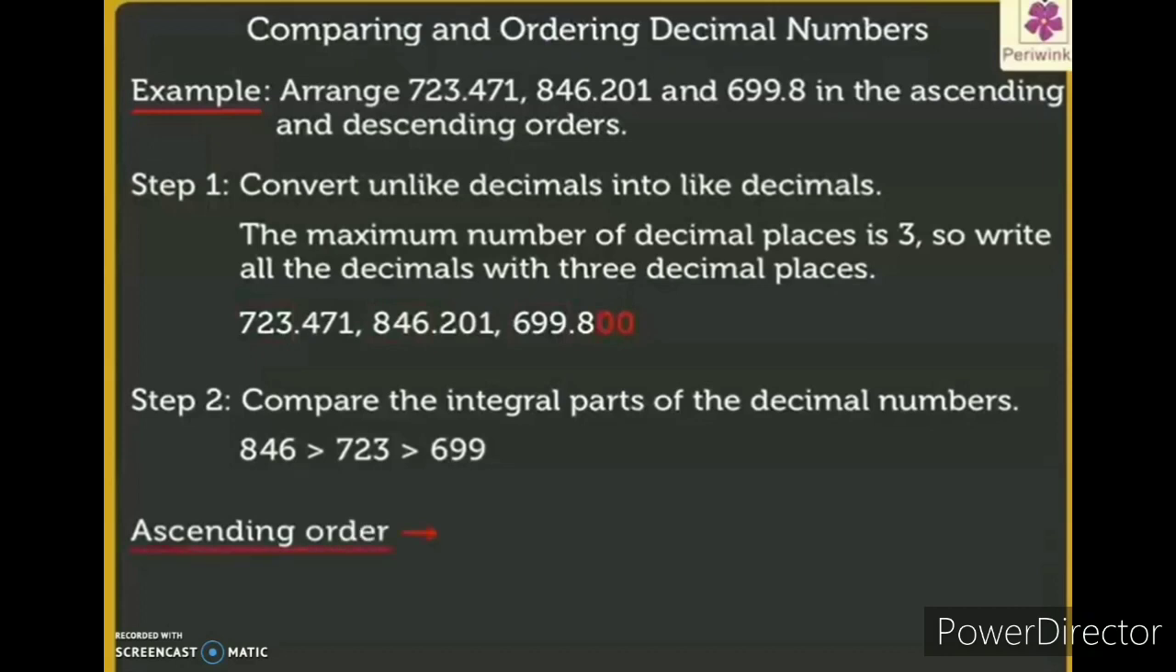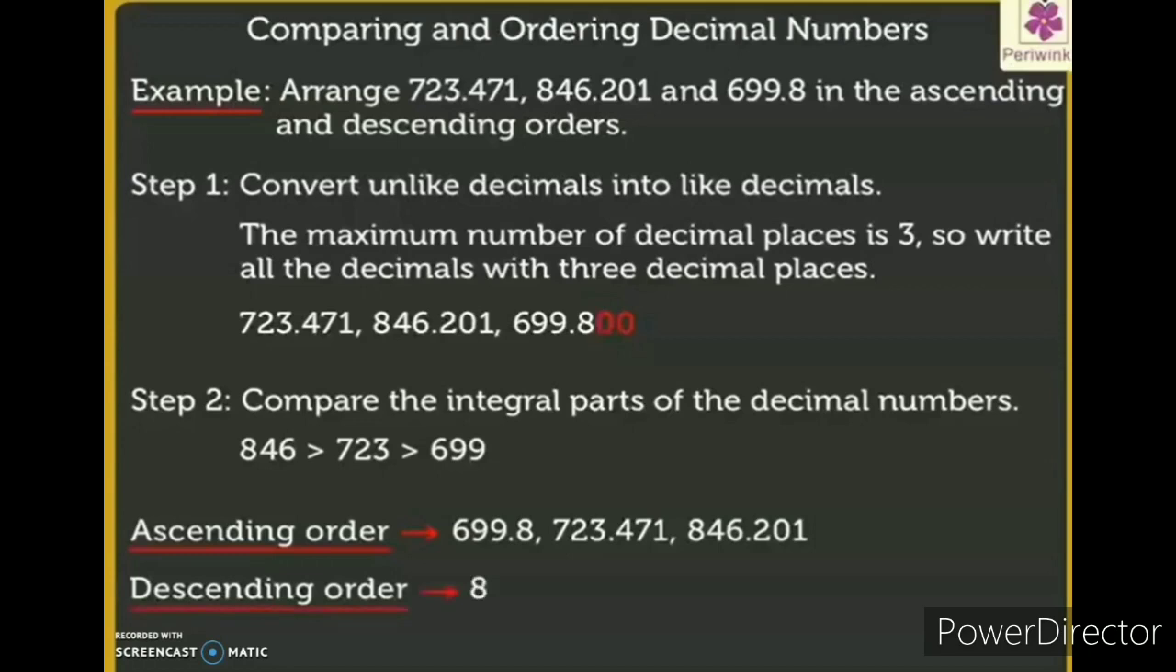Then the ascending order will be, children, 699.8, then 723.471, and at last 846.201. According to descending order, it will be 846.201, then 723.471, and at last 699.8. I hope all have understood how to order decimal numbers.